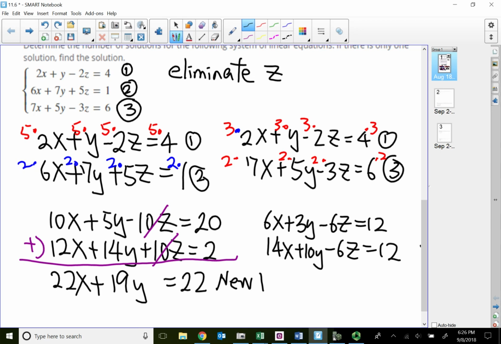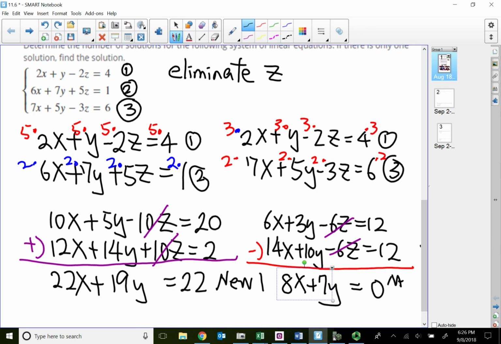All right, so since the z has the same sign, I'm going to subtract. As a matter of fact, I'm going to take the bottom one, subtract the top one. So 14 minus 6 will give me 8x. 10 minus 3 is going to give me 7y. And the z actually gets eliminated. Same thing, subtracting cancels out. Equals 12 minus 12 is also 0. So this is my new equation number 2.